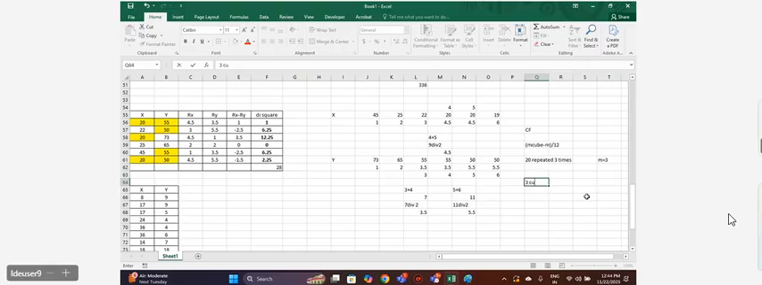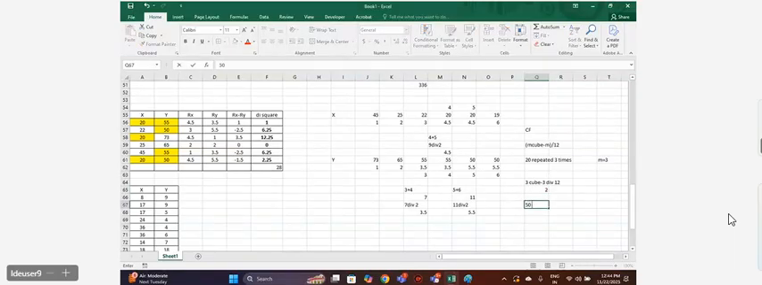3 cube minus 3, divided by 12. 3 3 is 9, 9 3 is 27, 27 minus 3 is 24. 24 divided by 12 is 2. So what is the correction factor for 20 repeated 3 times? It is 2.